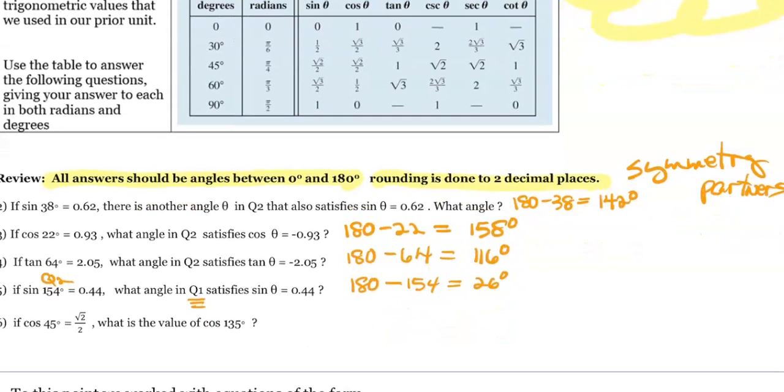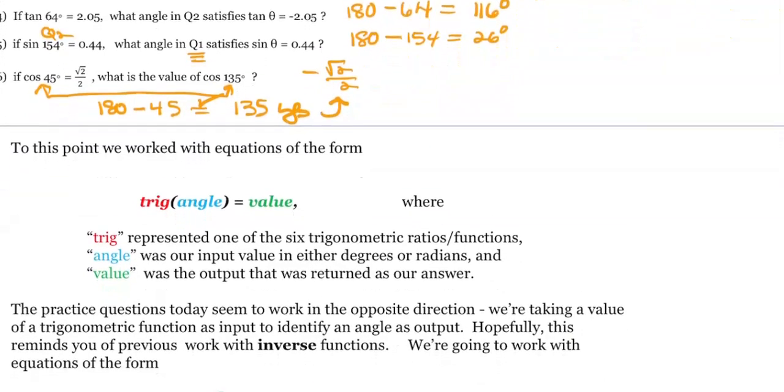And the last one, if the cosine of 45 is root 2 over 2, what is the value of the cosine of 135? Will they really be the same in the second quadrant? It's going to be negative, right? So that is going to be negative radical 2 over 2, provided that 45 and 135 are symmetry partners. So let's test it. Is 180 minus 45 equal to 135? The answer is yes, and therefore the symmetry partner in the second quadrant will have a value of negative root 2 over 2. So you may have to just think about this a little bit more.